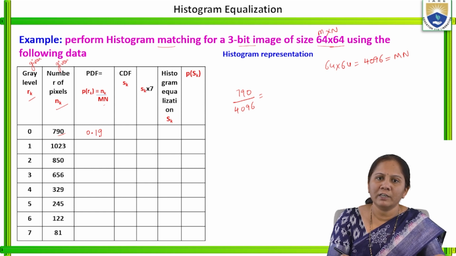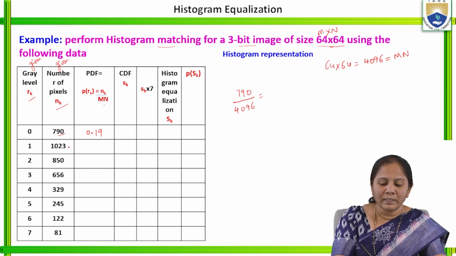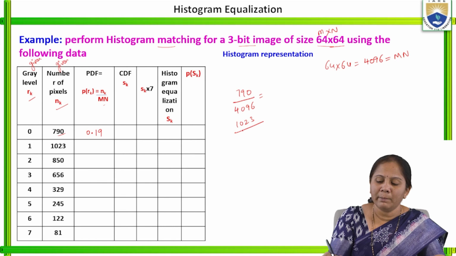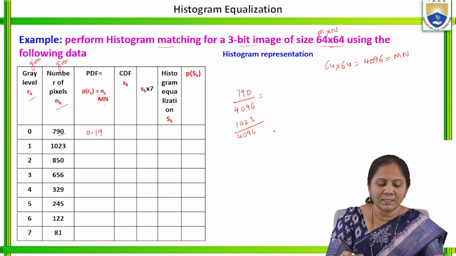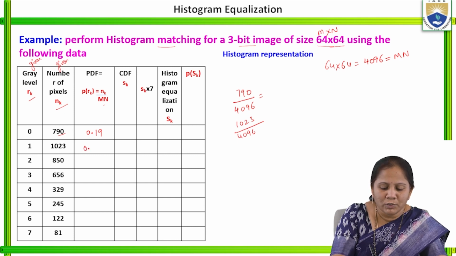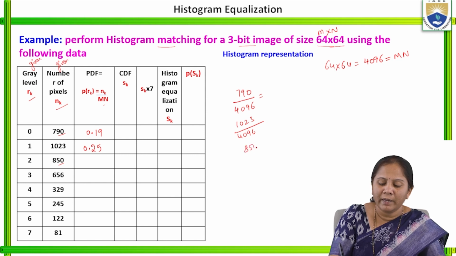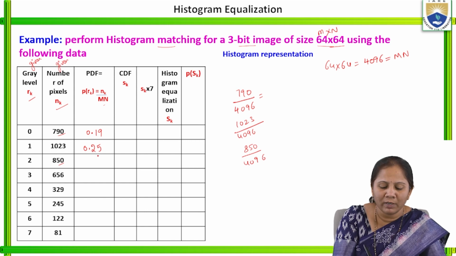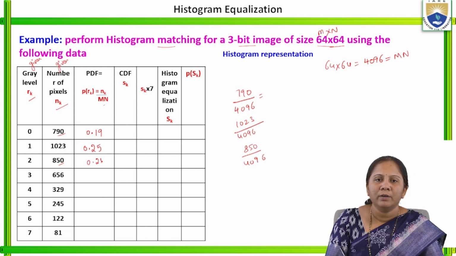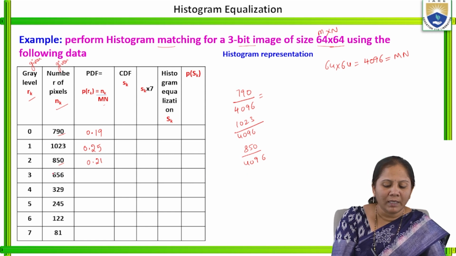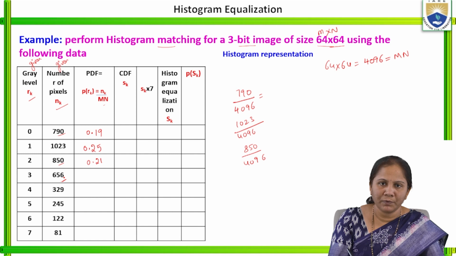Similarly, we have to calculate the remaining values also. The next one is 1023. So 1023 is the Nk value by the MN value 4096. 1023 by 4096, the value is 0.25. And the next value is 850, that is Nk. 850 by 4096, the value is 0.21.